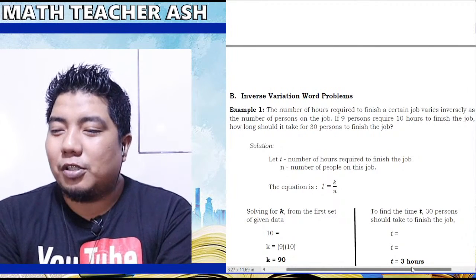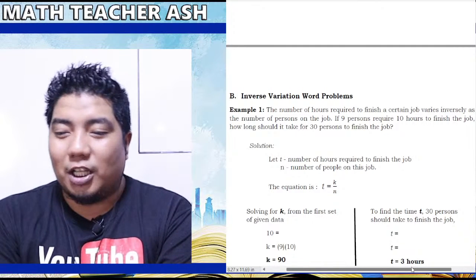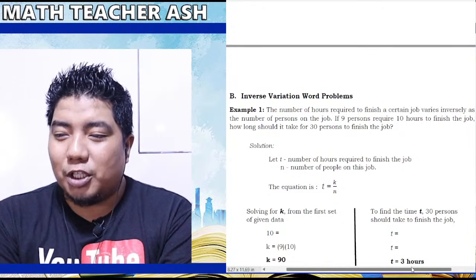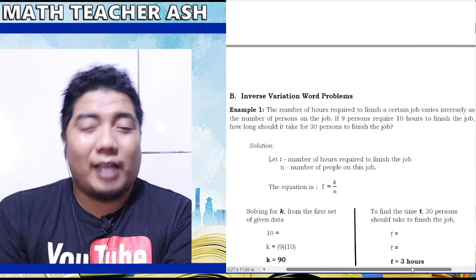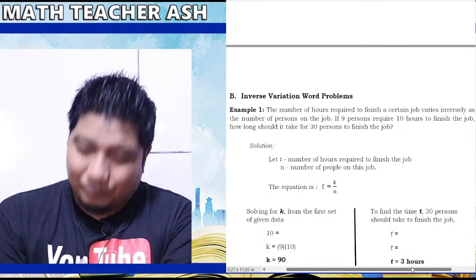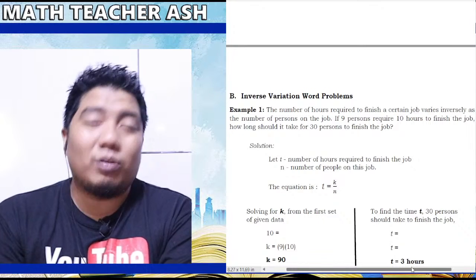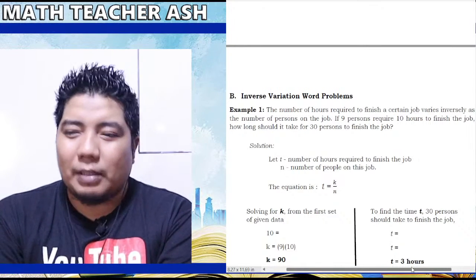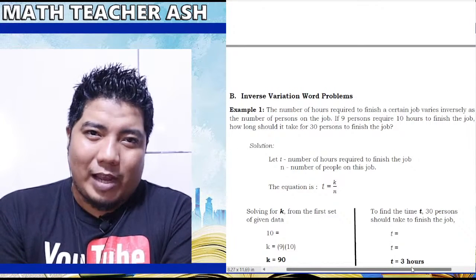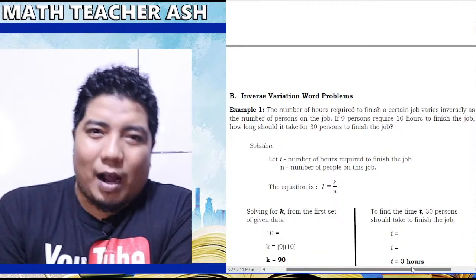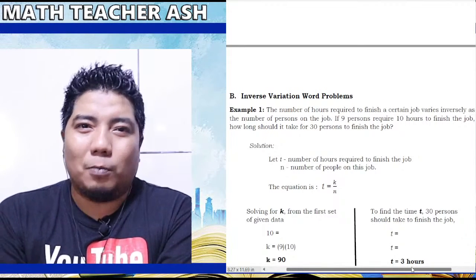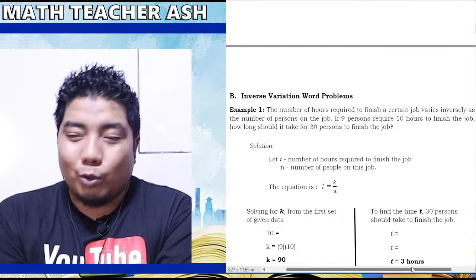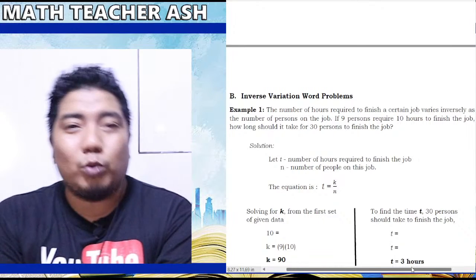If 9 persons require 10 hours to finish a job, how long would it take for 30 persons to finish the job? So 10 hours ang duration ng isang trabaho kung 9 people lang ang gagawa. Now, kapag maraming tao ang gagawa, tingin nyo, gaano kaya katagal matapos ang trabaho? Okay, I'm sure liliit because marami nang magtutulong-tulong doon sa trabaho na yon. Okay, so how do we do this one?